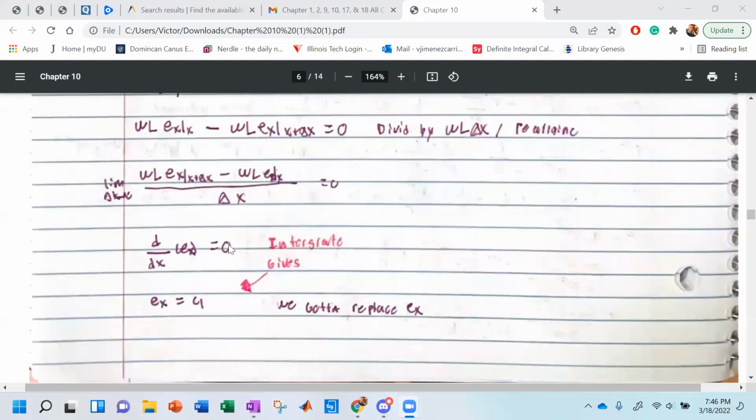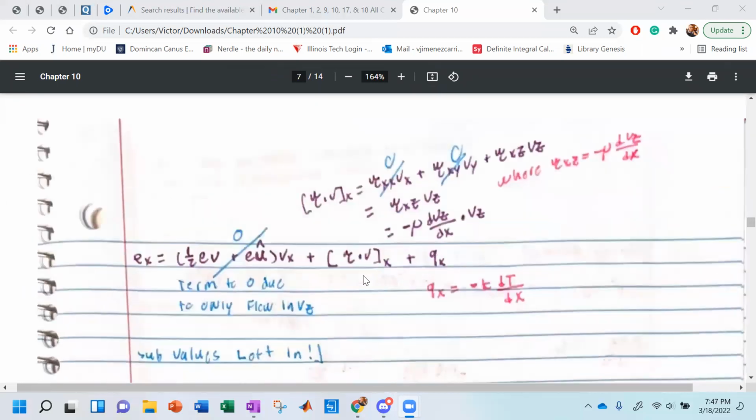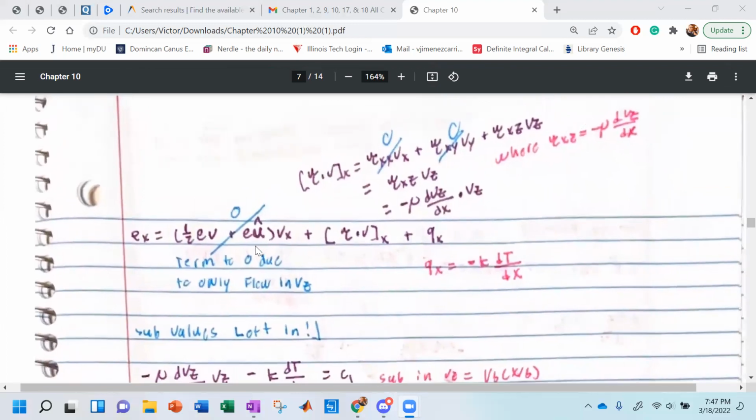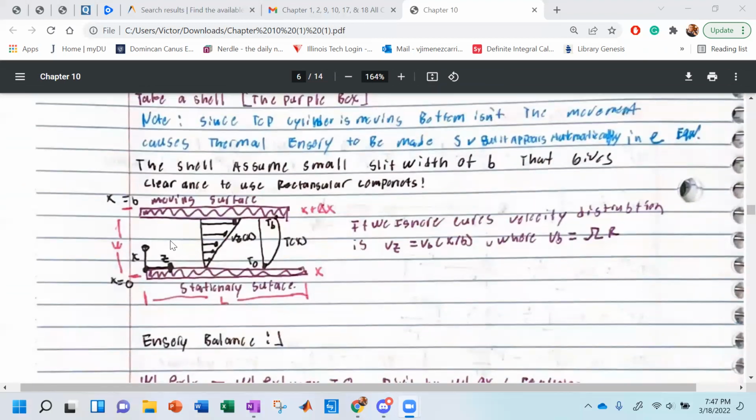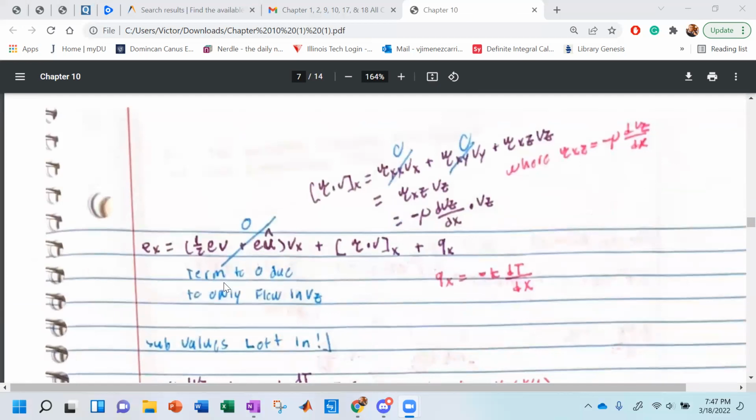Becomes the derivative of E of X equal to 0. In the beautiful words of Madeline, you take the integral of that and you figure out that EX is equal to C1. Now, we have to replace EX. And this is where the fun happens. So EX is all of this in the X direction because we saw it going up, but there's flow. Its first term, Vx, is 0 because we said the flow is only flowing in this V direction. So ignore this first term.